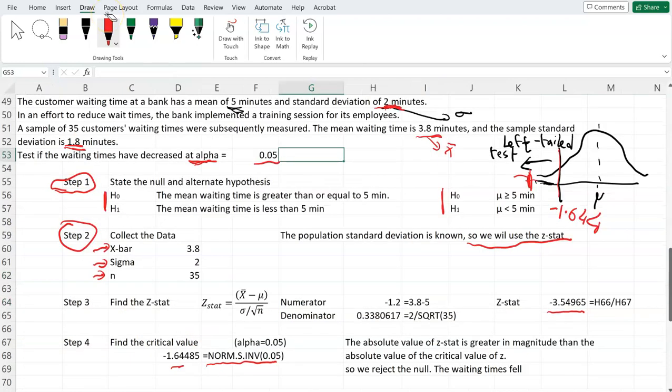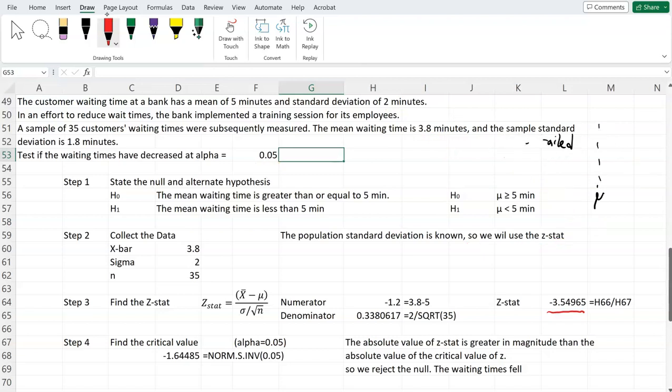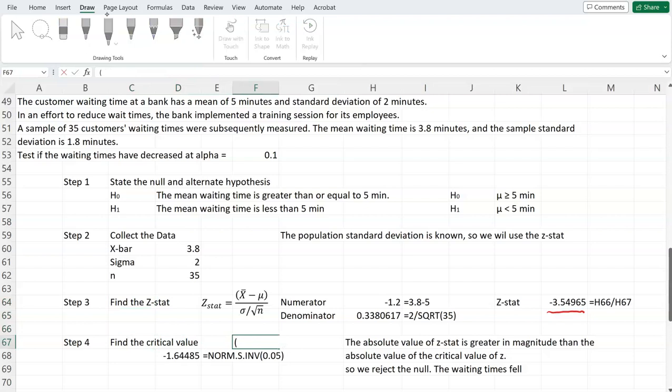Now let's say, instead of evaluating at 95%, or sorry, at alpha of 0.05 or 5%, we are now going to evaluate at 10%. So let's say my alpha is 0.1. Everything else remains the same, so steps 1 through 3 should remain the same. The only thing that would change is step 4, where alpha is now equal to 0.1. And if that's the case, then I will change this formula. This will now be at 0.1.